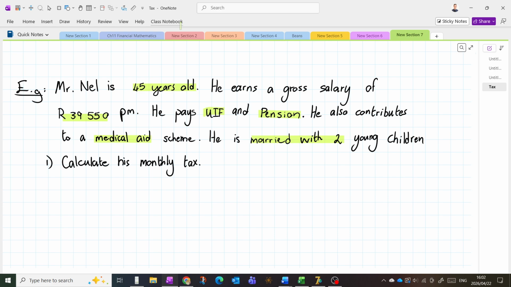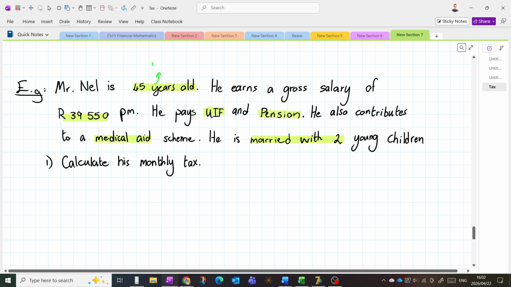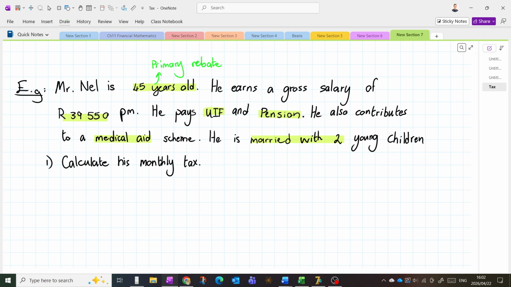by just taking note of what we've done here. This is to say that it's only the primary rebate. They haven't mentioned anything else, so that's 7.5% of his income. Here is 1%. This would be main member plus first dependent plus 2 times additional dependent. Yeah, that's all we really need.